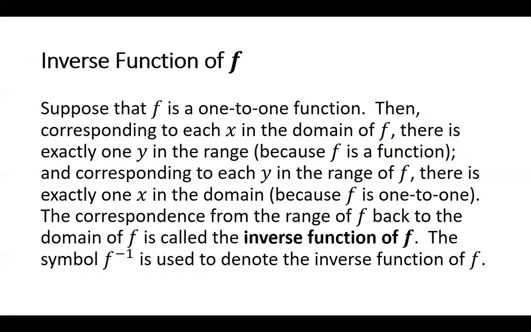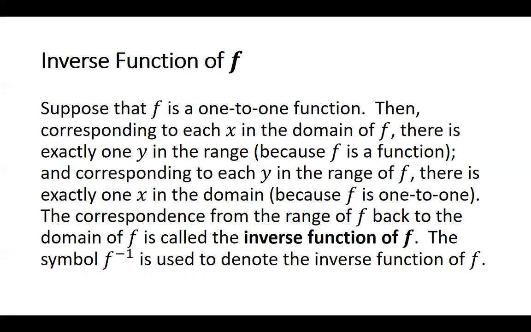A lot of words on this page. Inverse function of f. Suppose that f is a one-to-one function. Then corresponding to each x in the domain of f, there's exactly one y in the range because f is a function. And corresponding to each y in the range of f, there's exactly one x in the domain because f is a one-to-one function. The correspondence from the range of f back to the domain of f is called the inverse function of f. The symbol f to the negative 1 is used to denote the inverse function of f.